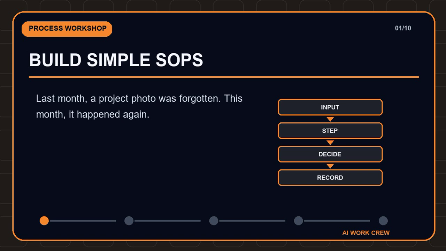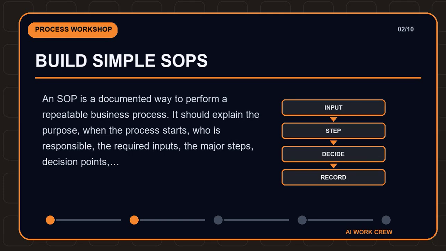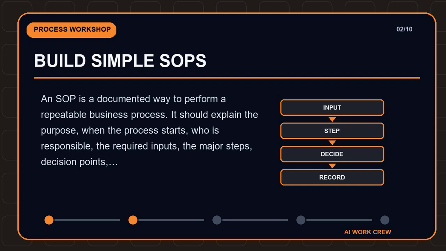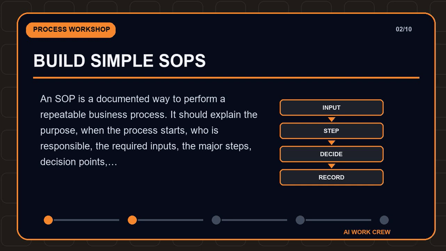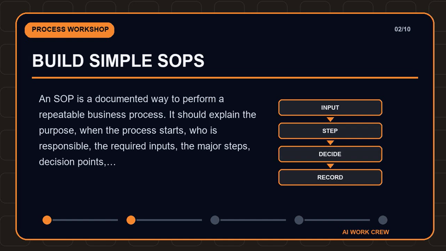An SOP is a documented way to perform a repeatable business process. It should explain the purpose, when the process starts, who is responsible, the required inputs, the major steps, decision points, records to keep, exceptions, and how completion is confirmed. It is not a giant policy manual, and it should not pretend every job condition is identical.